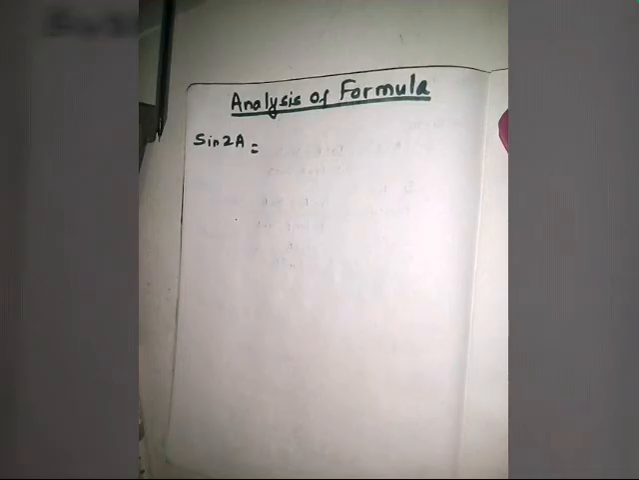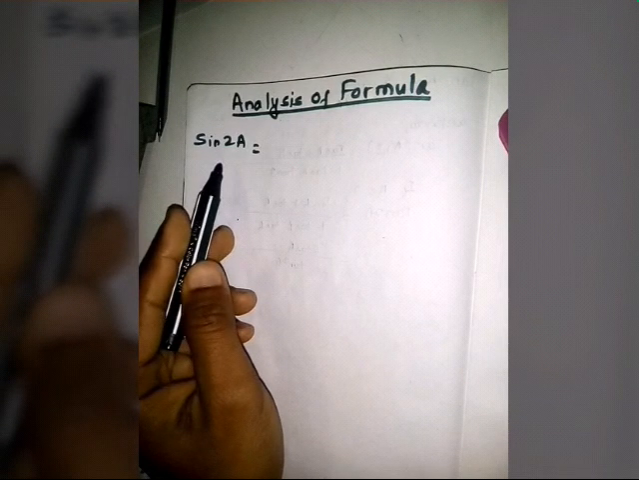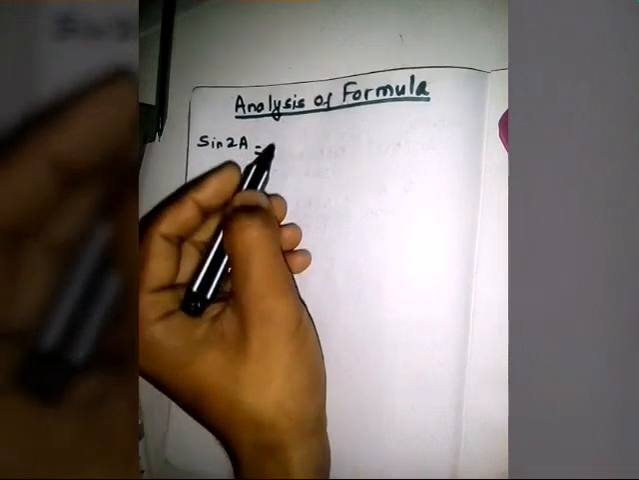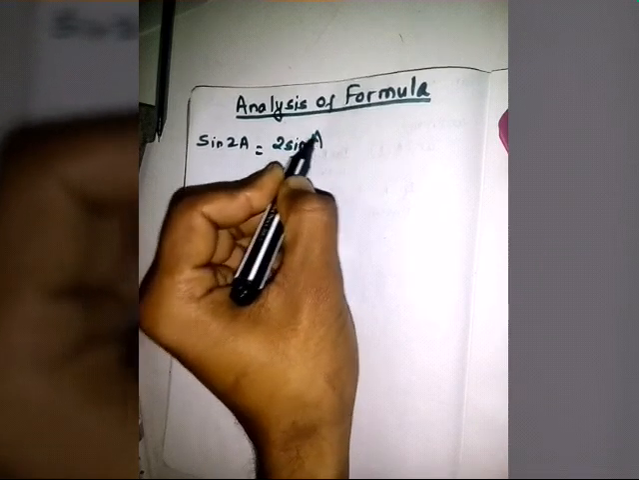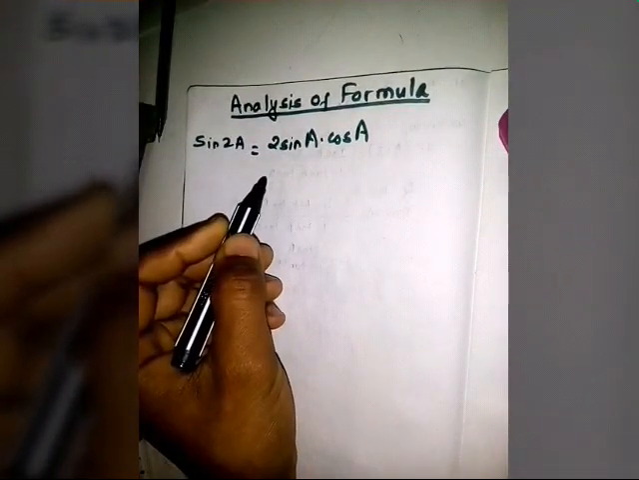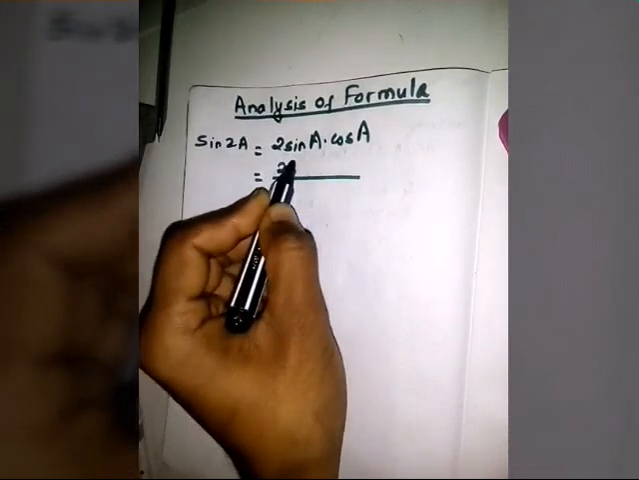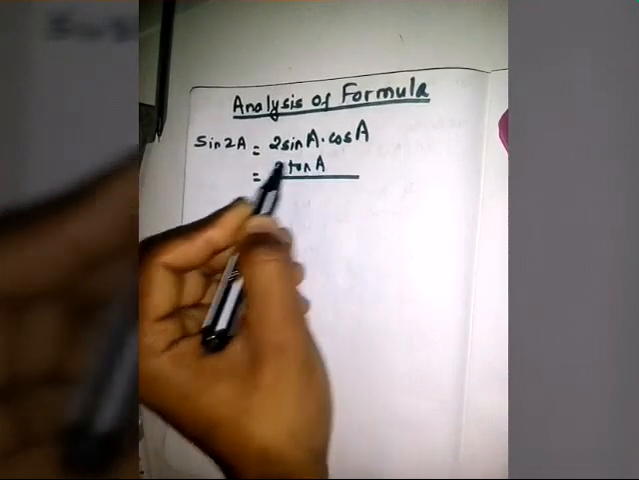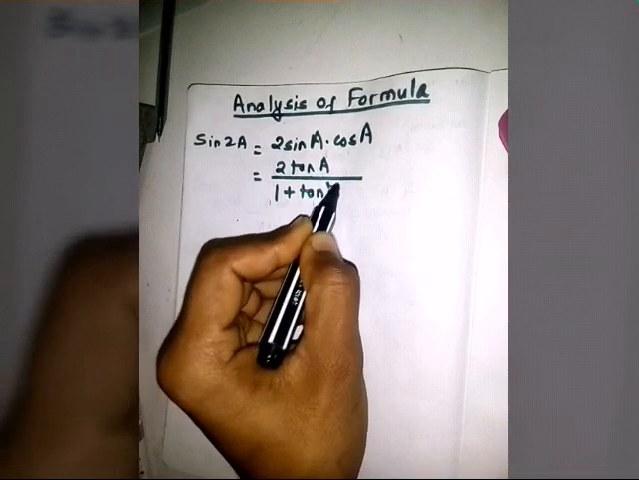So in this video we are trying to analyze the formulas of multiple angles. If we start with the formula of sin 2A, that is 2 sin A cos A. Now this formula is pretty straightforward and we can easily have an idea of this, but in terms of tan we have the next formula, that is 2 tan A divided by 1 plus tan square A.